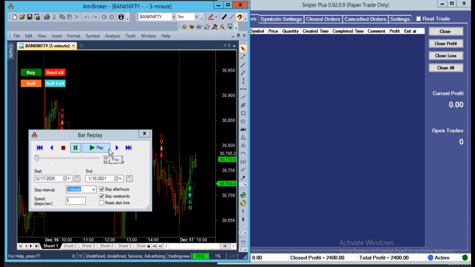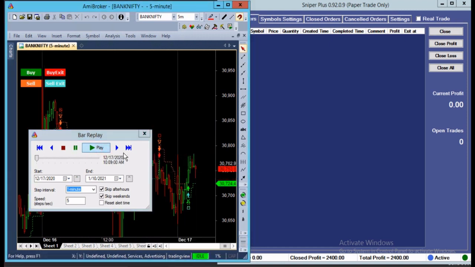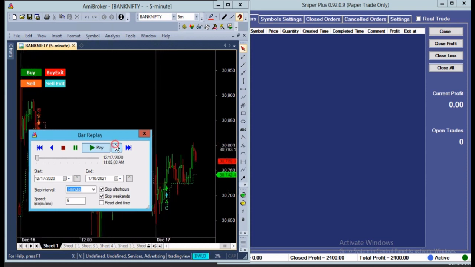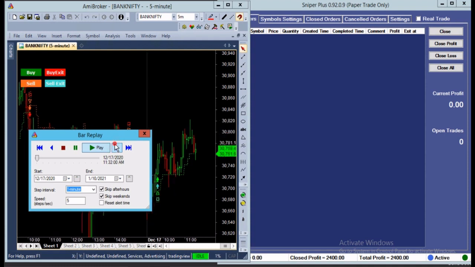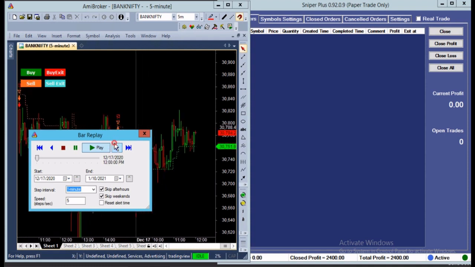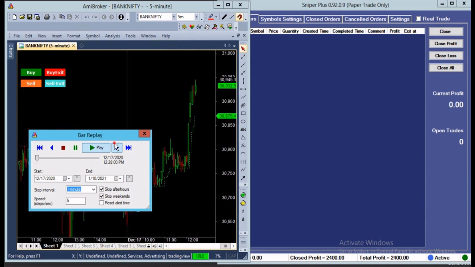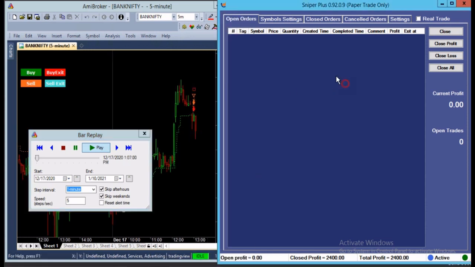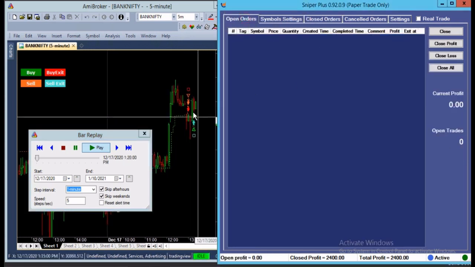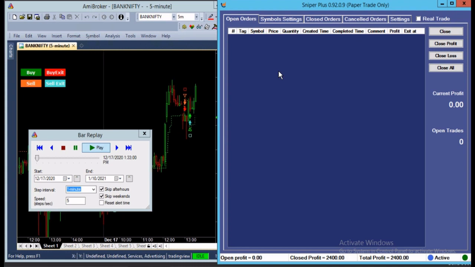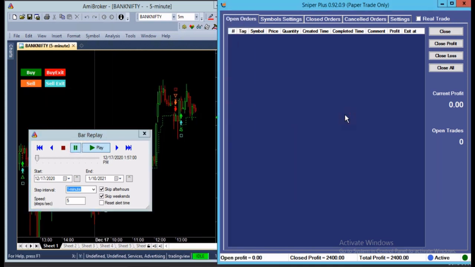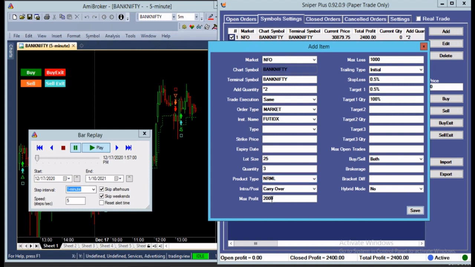Now let's play and see whether it is taking another signal or not. We can understand it. So it is checking the next signal. Yes, we got a next sell, but it's not taking. We got a next buy, but it's not taking. That's because the maximum profit is achieved. That's why it's not taking any signal for this day. The same thing is applicable for maximum loss also.